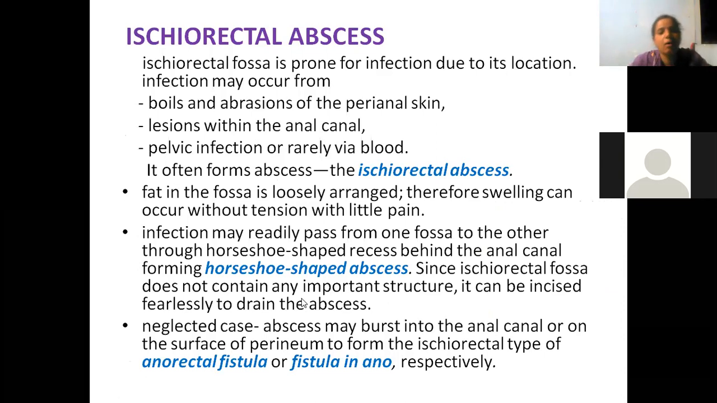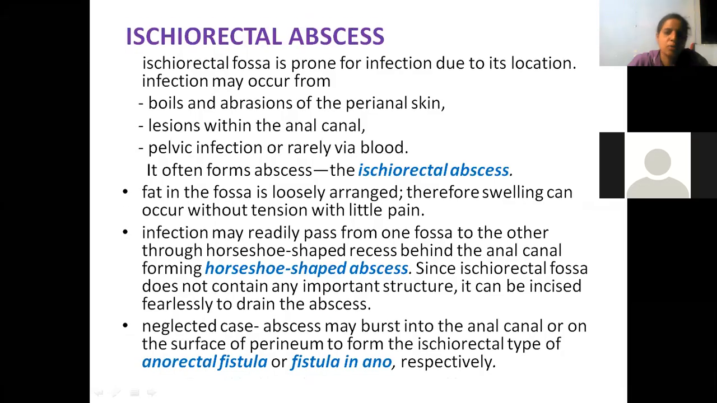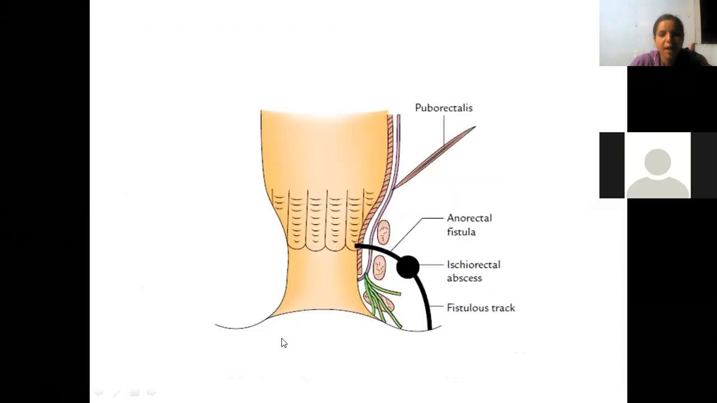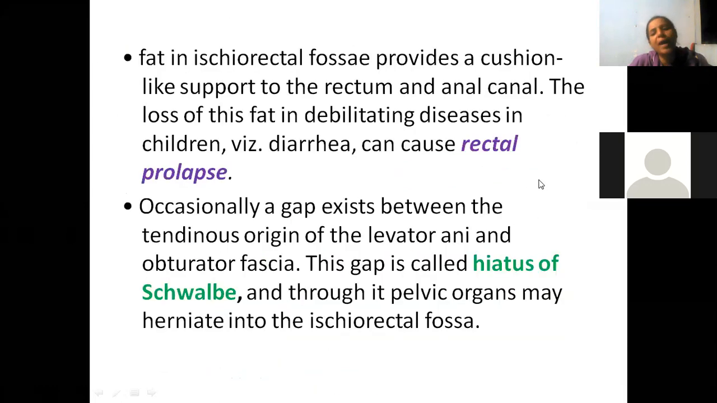Okay, pus is formed. So that is ischiorectal abscess. If both right and left ischiorectal fossae are involved, then you call it a horseshoe abscess. If there is any abnormal communication between the anal canal and rectum, you call it anorectal fistula, that is fistula in ano. That means there is an abnormal communication existing between the anal orifice and the rectum. Okay, rectal prolapse, if the rectum comes out.